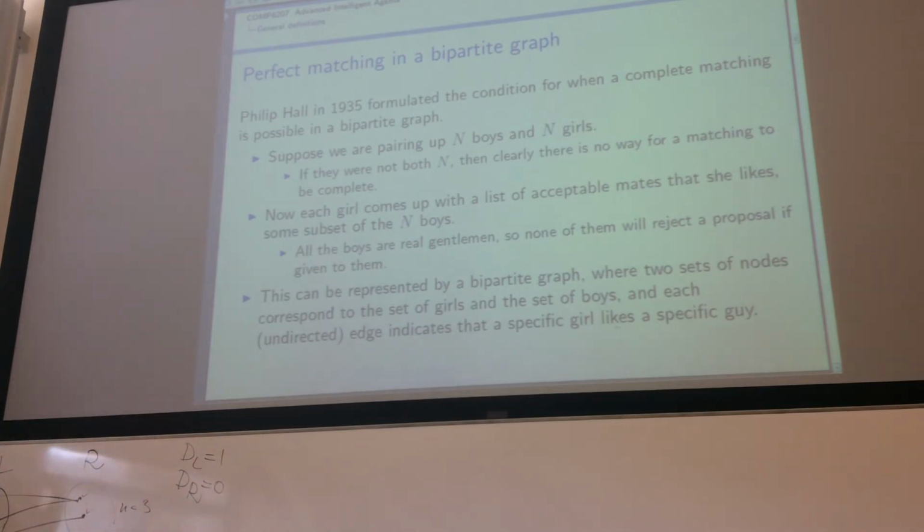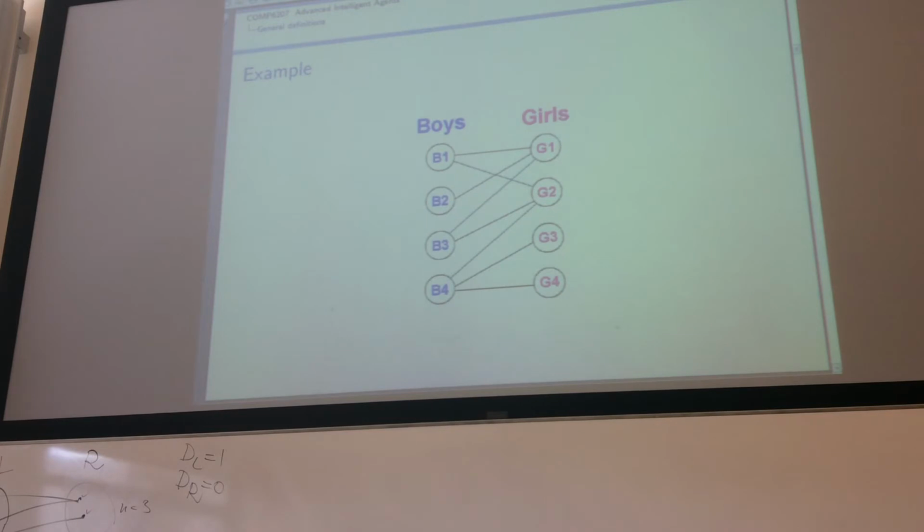The preferences of the girls would give us an edge between a boy and a girl, right? And the boys being gentlemen would mean that this edge is undirected. Okay? So indeed we can translate this problem into a bipartite graph and find the maximal matching in this graph.